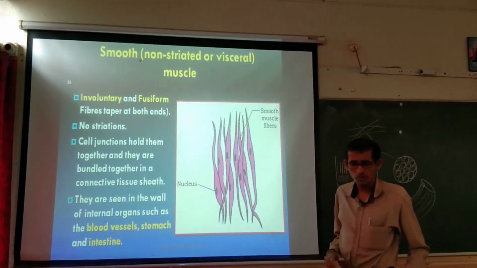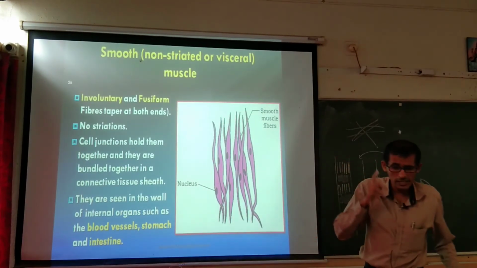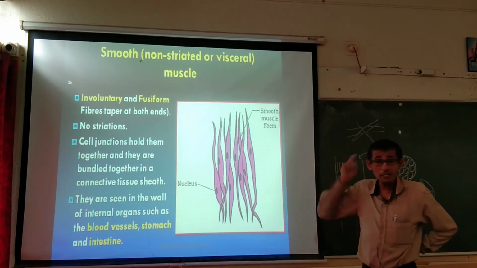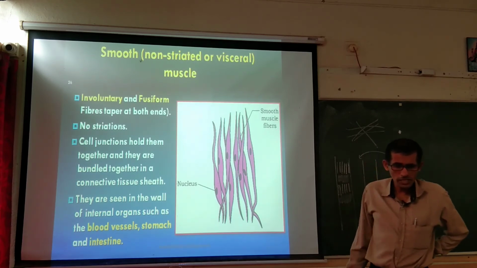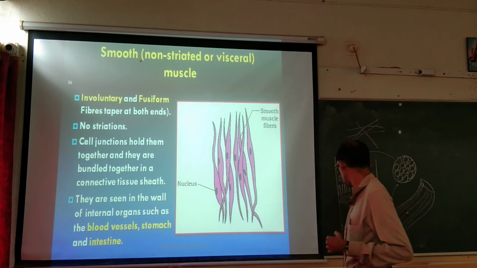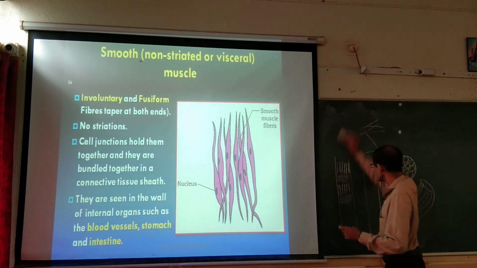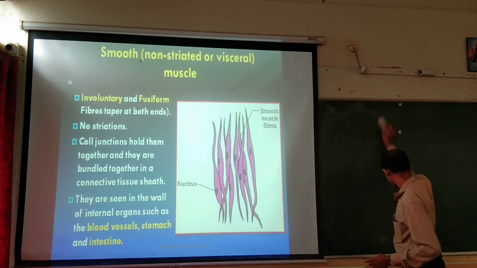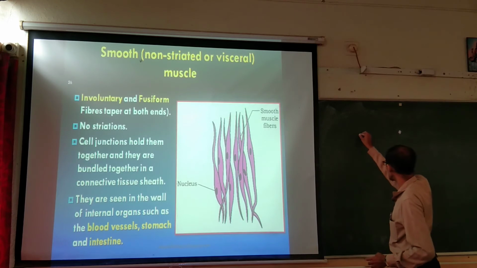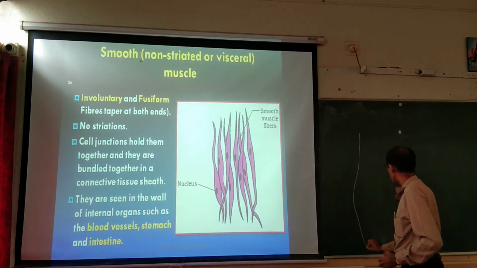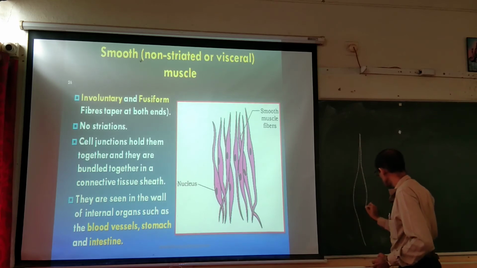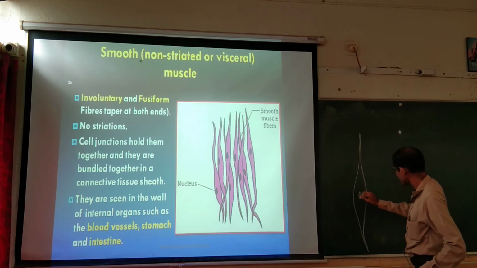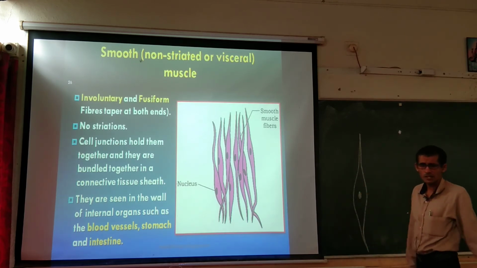So, coming to the smooth muscle, it is non striated, it is a visceral muscle, okay. And it is involuntary muscle. So, involuntary and fusiform, if you take the diagram, both the ends of the muscle fiber cell are pointed, the middle is broad, then it is called fusiform. So, pointed ends, middle is broad with a single nucleus surrounded with the cytoplasm, that is what is called fusiform shape.